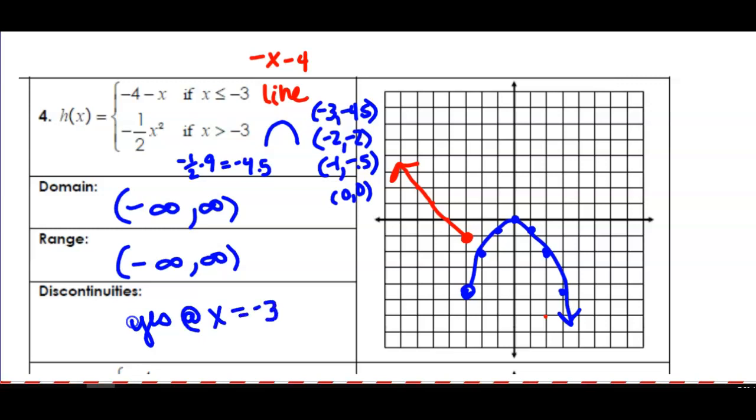All right, I just realized I did this wrong on my notes. This one is right though.